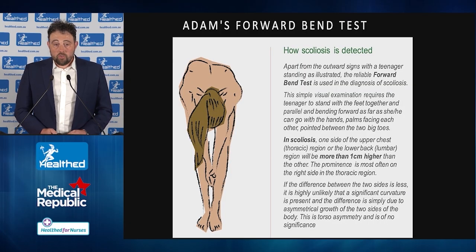But one of the best tests you can do is an old-fashioned test called the Adams forward bend test. And this is from the Scoliosis Australia website, and this is how scoliosis can be detected relatively easily. So when you see a patient with suspicion of scoliosis or curvature within the spine, doing a forward bend test where you look for asymmetry in the chest regions, thoracic spine, or the lower back lumbar region, of greater than 1 centimetre, is a very reliable indicator of potential scoliosis and means that referral for further investigation in the form of plain radiographs is indicated.